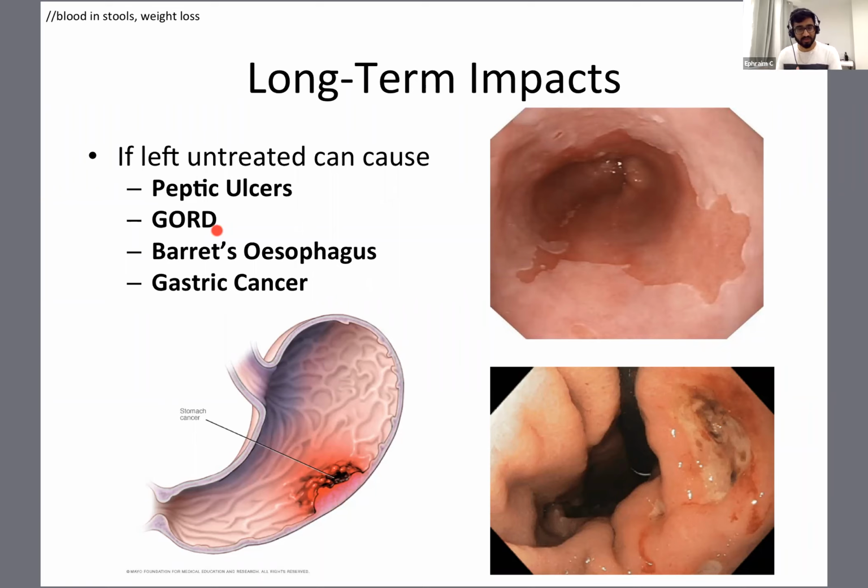Weight loss because the bacteria are using up your food. And also you're bleeding, so you're losing nutrients as well. There's a lot of things, and you guys know now how to link all these three things together.